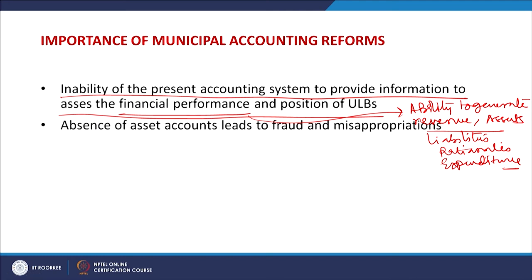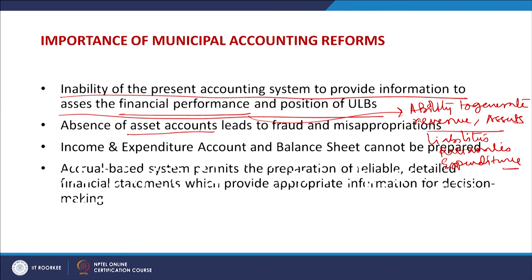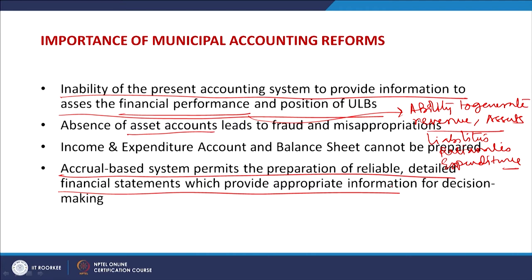This I have already told: asset accounts were added, I mean it was possible to take account of the assets, while income and expenditure account and balance sheet could not be prepared in the current system. The accrual based system permits the preparation of reliable detailed financial statements which provide appropriate information for decision making. There are some elements which are accrual in nature, for example every year the municipalities get tax from property and from various sources. We have discussed the sources of revenue, tax revenue and non-tax revenue. That kind of accrual flow of money was not recorded properly because of the single entry system. In the double entry accounting system, it is possible to see how the flows of revenues are accrued in your account. That was the basic intent of the accounting system.